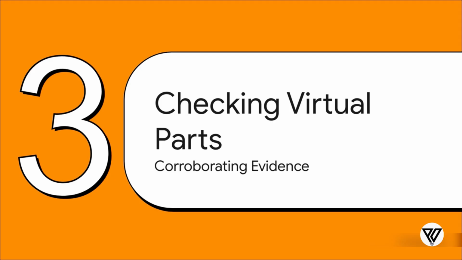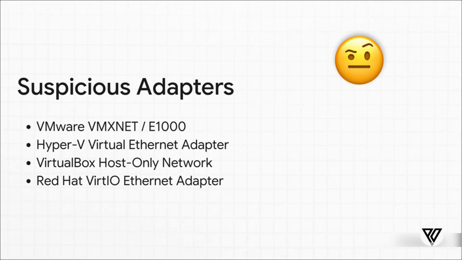Let's start digging into the other hardware components. Because if it's a VM, you better believe the other parts are going to be virtual too. First up, let's look at the network adapter itself. You know, on a physical box, you'd see brands like Intel or Broadcom. But on a VM? Oh, the names are a dead giveaway. You'll see things like VMware VMXNet or Hyper-V Virtual Ethernet adapter. I mean, come on, sometimes the word virtual is literally right there in the name.